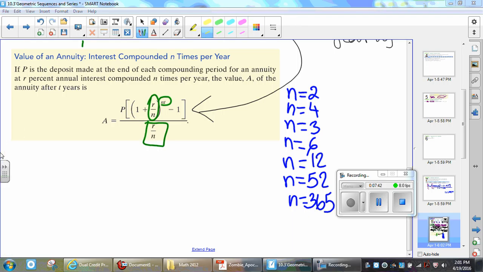So when it's 2, it's twice a year. When it's 4, it's every 3 months. When it's 3, it's every 4 months. You know what I mean? Okay, so what the n represents is the number of times the interest is compounded in 1 year. So if n is equal to 2, that means the interest gets compounded twice in 1 year.